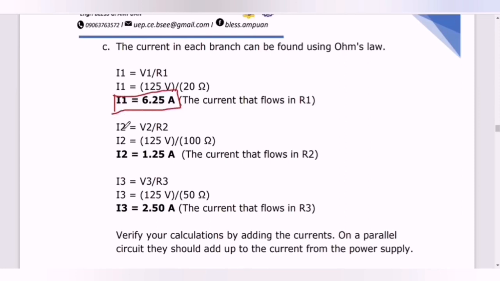To solve for I sub 2, the same formula, just substitute 125 divided by 100.